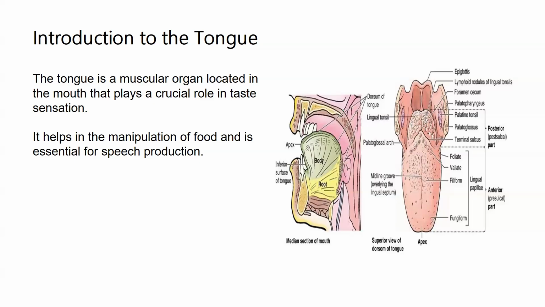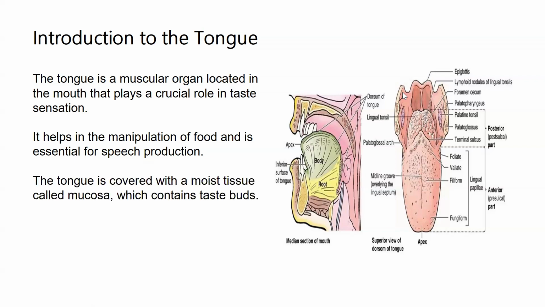So you see we have five components of the posterior part. And very importantly, ladies and gentlemen, we also have epiglottis. We have lymphoid nodules of the lingual tonsils. We have foramen cecum, and we have palatopharyngeus. So these are the different components of the tongue. And as we continue with the lecture, we are going to look at how the tongue and its components play essential roles.